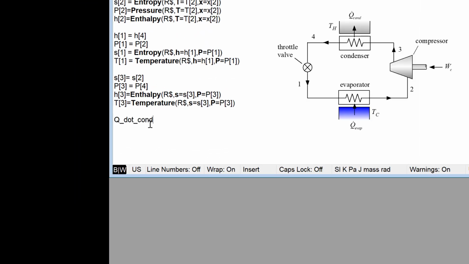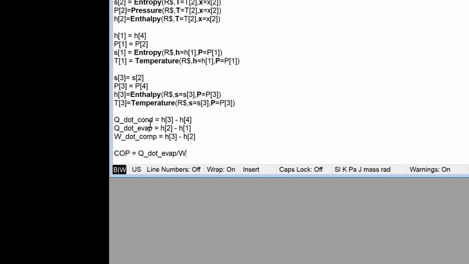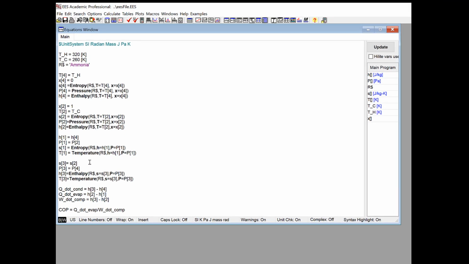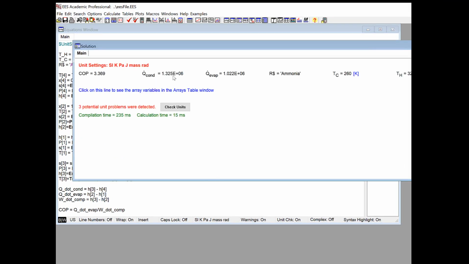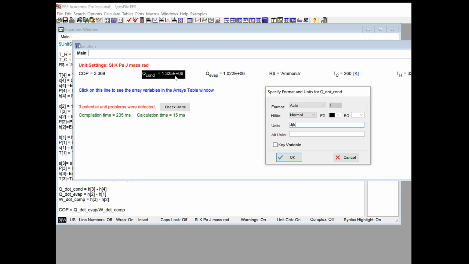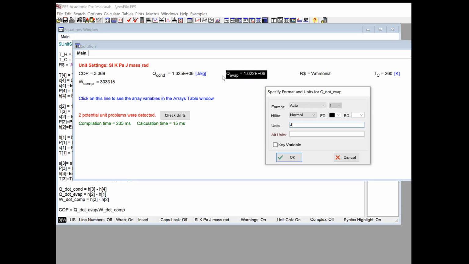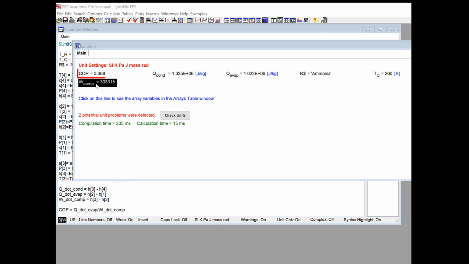I can do energy balances on the condenser and the evaporator and the compressor. We're going to do them on a per unit mass basis, and that will give us the rate of heat transfer from the condenser and to the evaporator, as well as the rate of work transfer to the compressor per unit mass of refrigerant that passes through them. And that's just these differences in enthalpies. And then finally, if I want the coefficient of performance for the cycle, that's just the ratio of, in this case, the evaporator heat transfer to the compressor power. That's COP. And I can solve and see the COP right here.